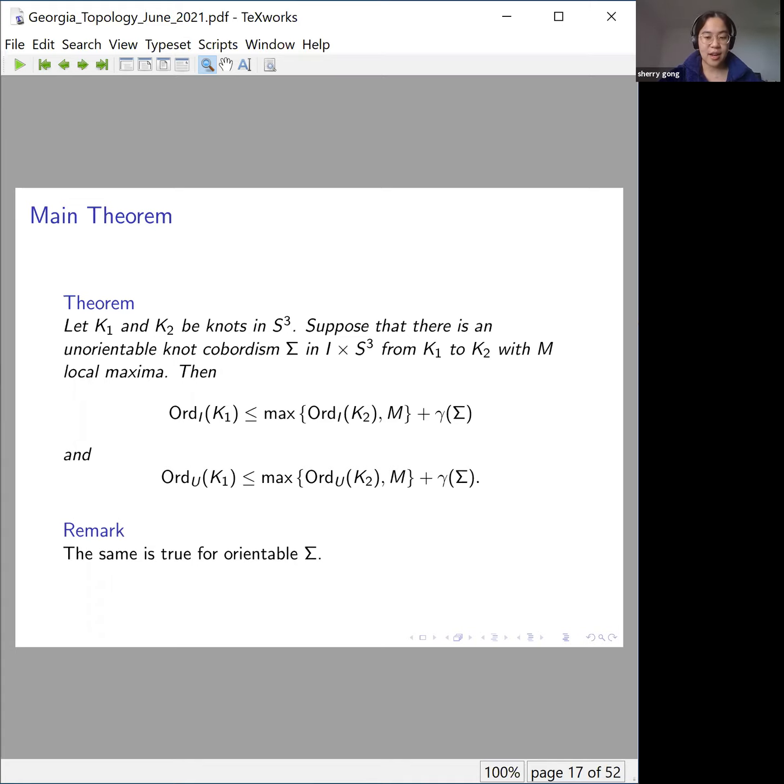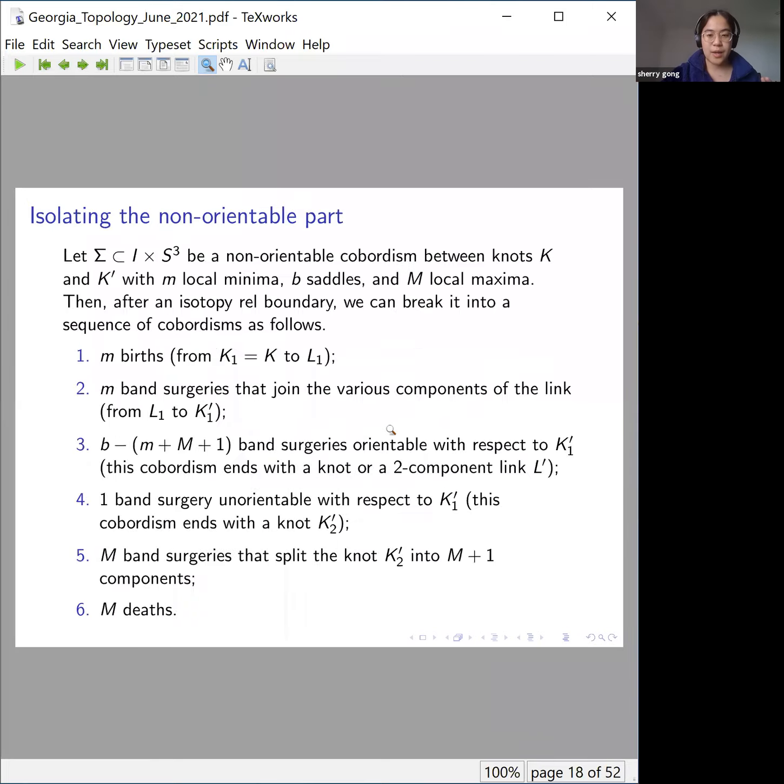Okay, so since our argument is pretty similar to theirs, let me just tell you a little bit about the proof. We start by doing something similar to what they did. We decompose the cobordism into pieces. But the only difference here with Juhasz, Miller, and Zemke's argument is that we have to keep track of this non-orientable piece.